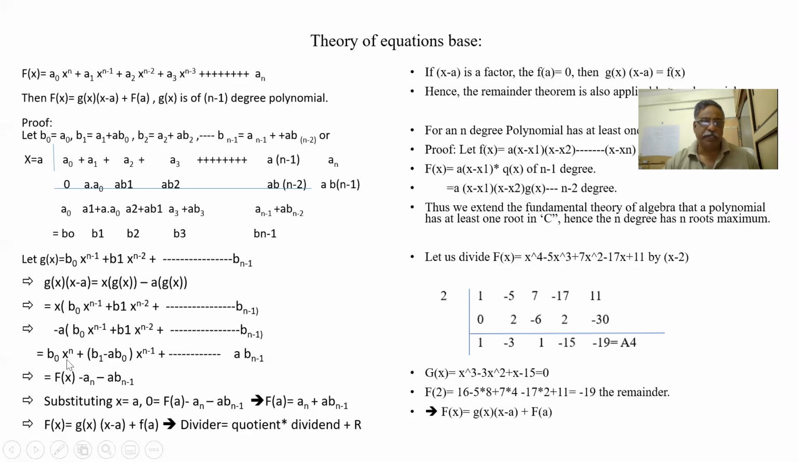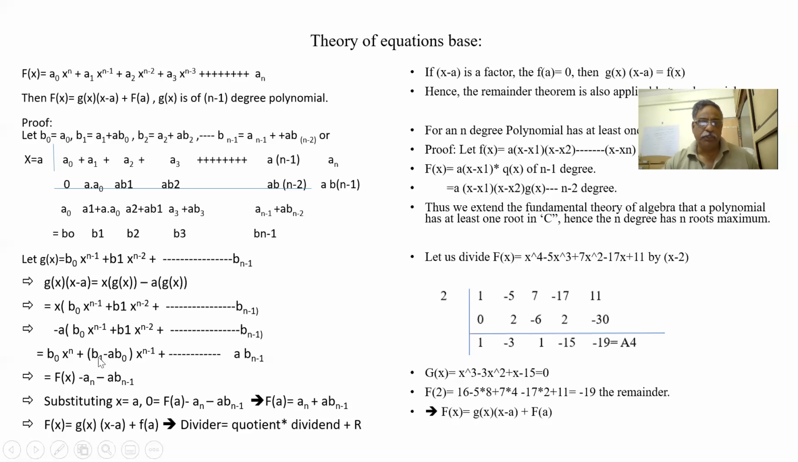x to the power of n into b0. But b0 is equal to a0. Similarly, b1 minus a b0 into x to the power of n minus 1, x into x to the power of n minus 2 is x to the power of n minus 1. Here also minus a into x to the power of n minus 1, a b0. So b1 minus a b0. What is b1 minus a b0? b1 minus a b0 is nothing but a1.